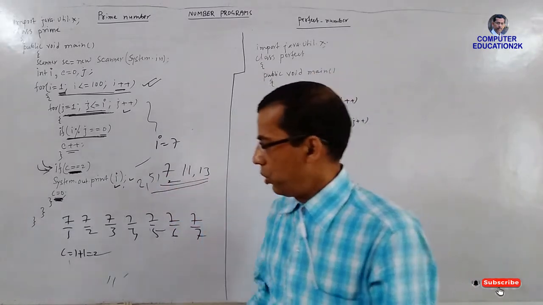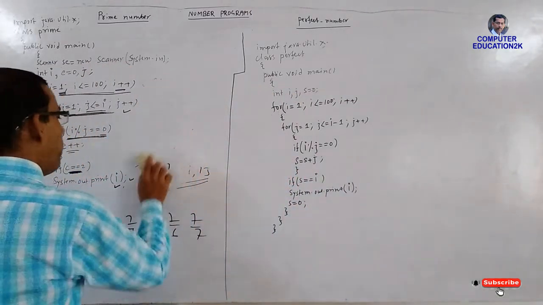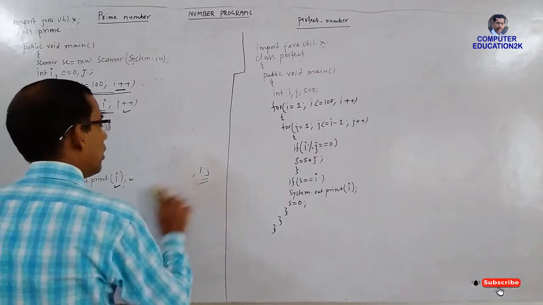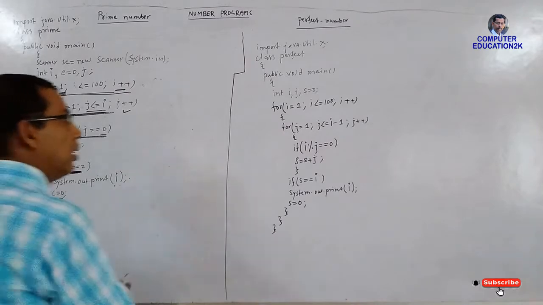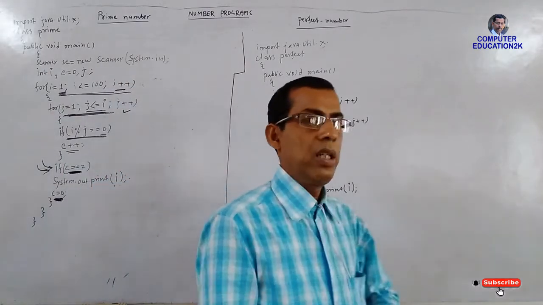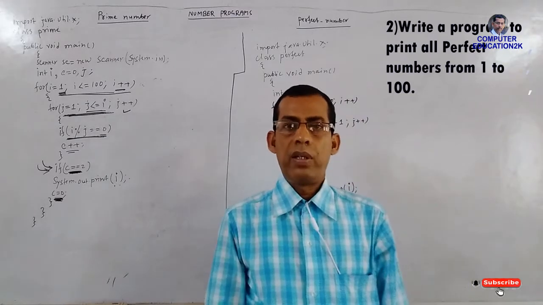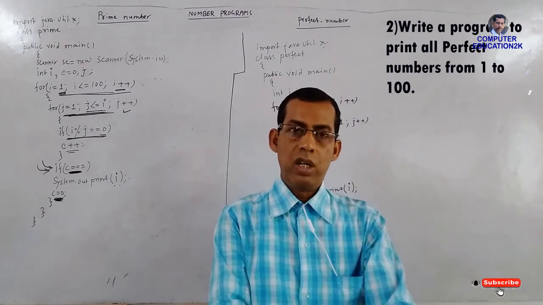Okay. So this way you can print all the prime numbers from 1 to 100. Now, the next question is: write a program to print all perfect numbers from 1 to 100.